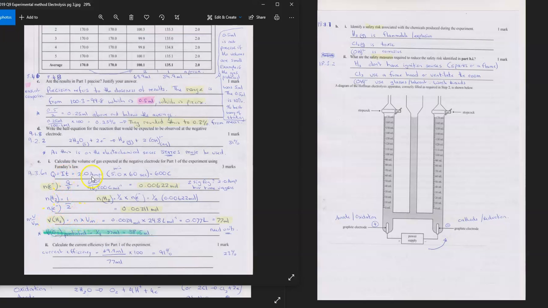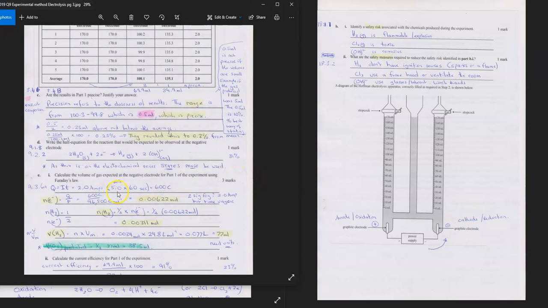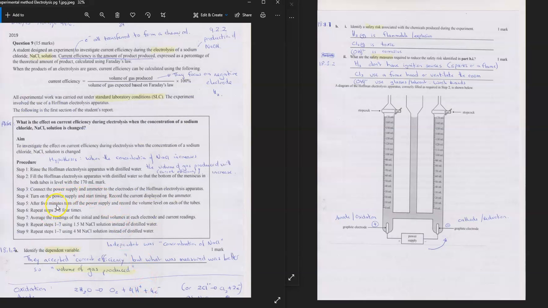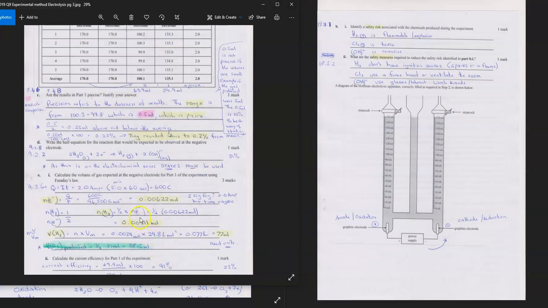So we've got our current, 2 amps, which is on here. And then if you look in the method, you'll find that you've got 5 minutes. The 5 minutes is a bit vague. It's here, after 5 minutes. So it's hard to do significant figures for this question because you don't really know how accurately the 5 minutes was measured. So basically, they're probably not going to give marks for significant figures here. They will give marks at different steps.